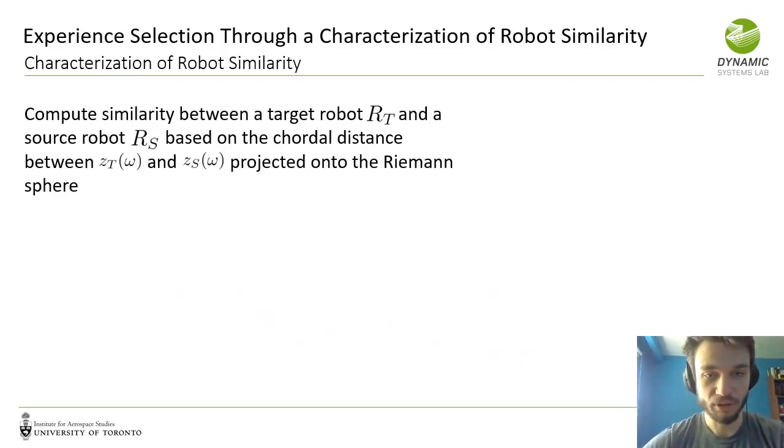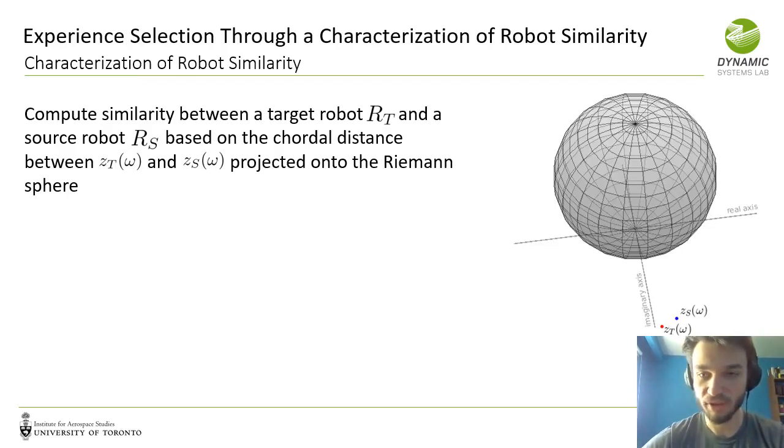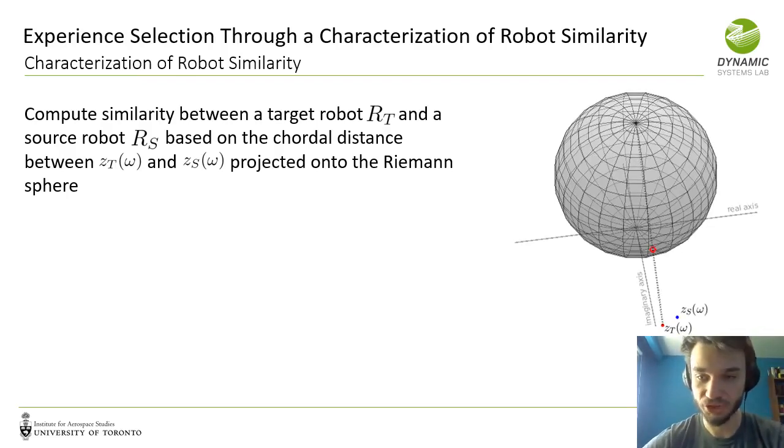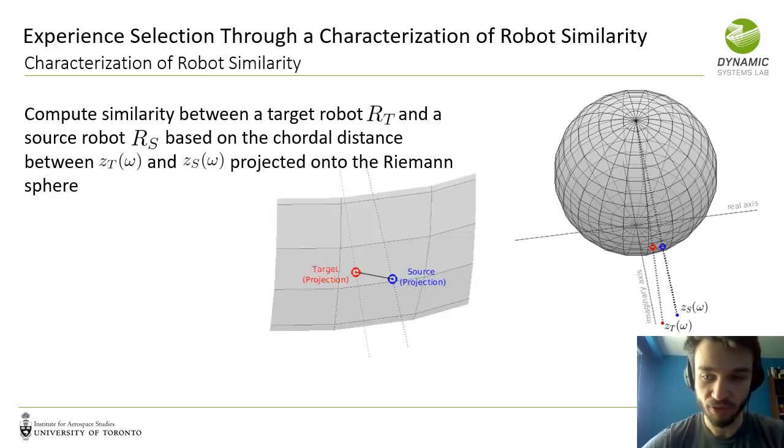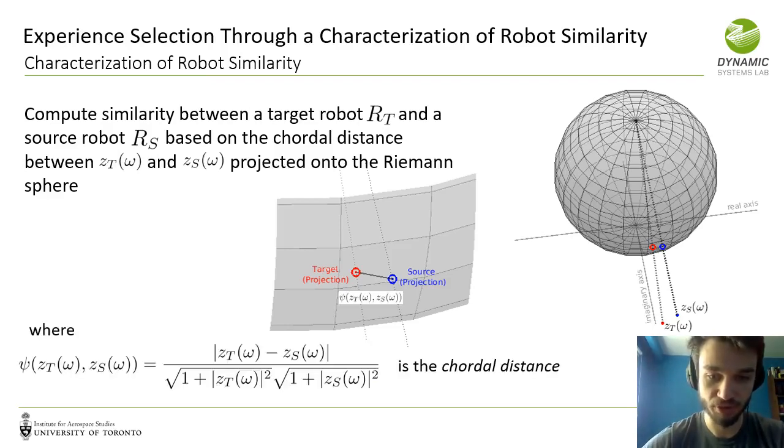We compute the similarity between target robot RT and a source robot RS based on the chordal distance between the respective input-output responses, ZT and ZS, when projected onto the Riemann sphere. We can plot these two points in the complex plane and project them onto the Riemann sphere in gray, shown here, where the projections are shown with open red dot and open blue dot, respectively. If we zoom in on these projections, the chordal distance between ZT and ZS is simply the Euclidean distance between their projected points, which we can measure using this function, psi, whose expression is given below, called the chordal distance.